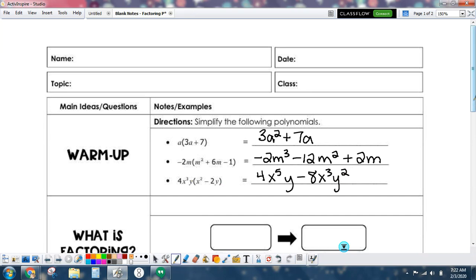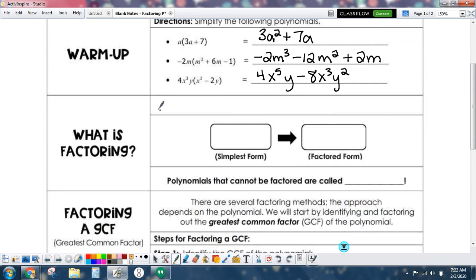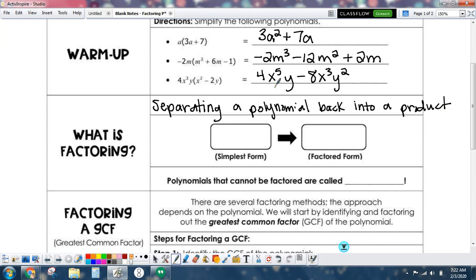Okay, so what is factoring? Okay, so factoring is when you're separating a polynomial back into a product. Okay, so it's basically like here where we distributed it to get our polynomial, you're basically reversing that. So for example, your simplest form would be something like this. Okay, so like 4a squared plus 8a.